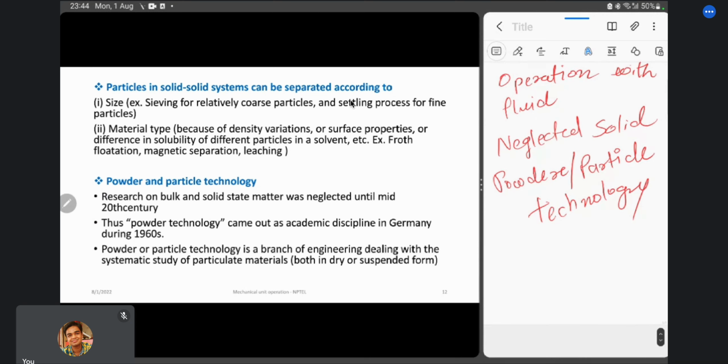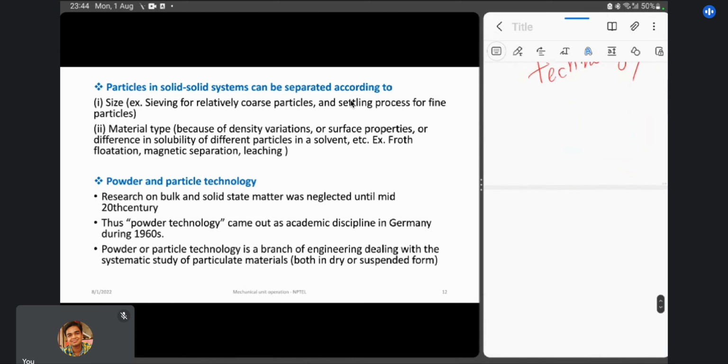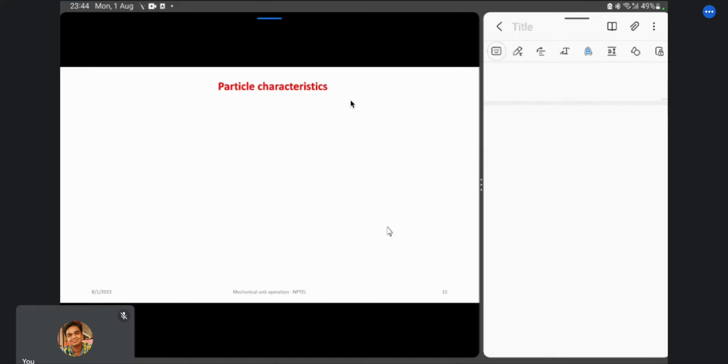Please don't mind my handwriting because I am not very used to this digital board. But if you are not able to read any of my words, then you can ask me directly what I am trying to explain. So till now it's a conceptual part only. I want to go through a little bit of the theoretical part so you can understand why it is required and what we are going to study. Now we start with the particle characteristics.